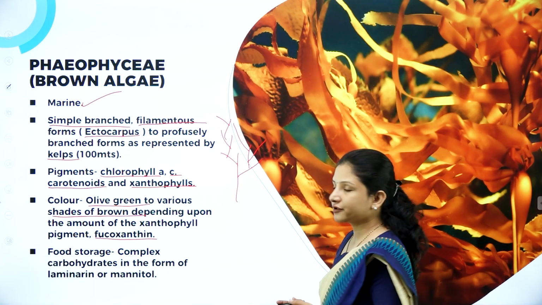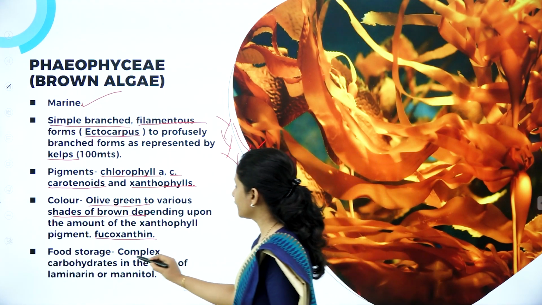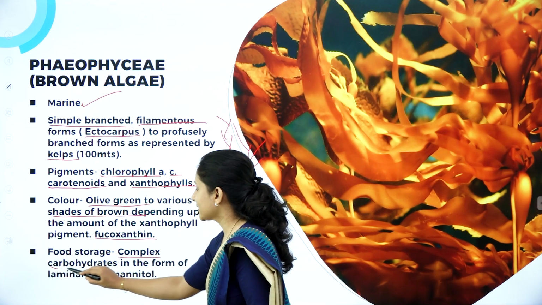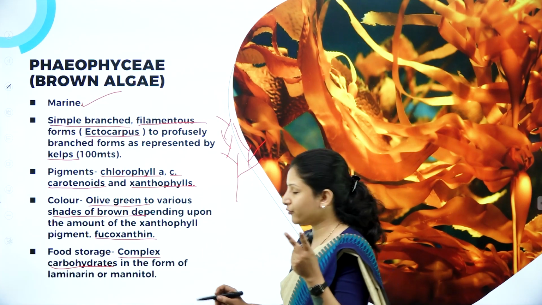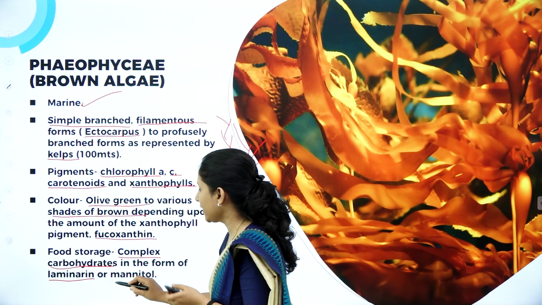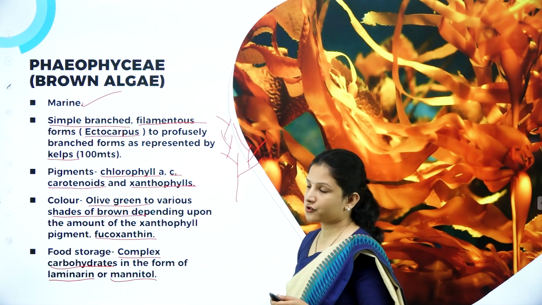And talking about food storage, the food is stored in the form of complex carbohydrate, in two forms: either in the form of laminarin or in the form of mannitol.